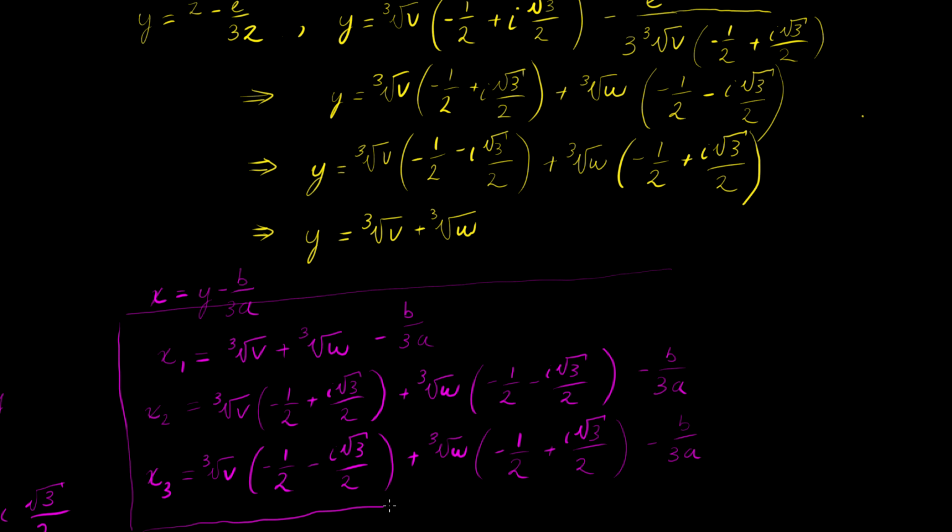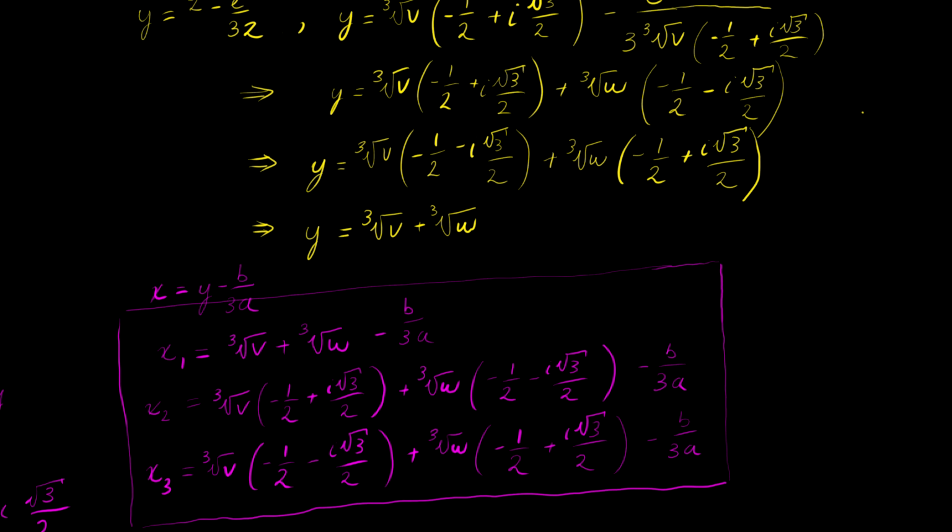So these are our three possible roots right here. So don't get confused here. All we need to do is just plug in the v and w and minus b over 3a, and these are going to give us our possible solutions to our cubic.